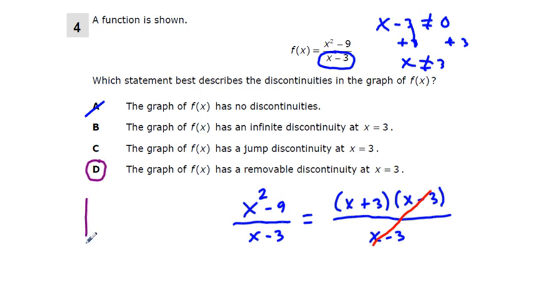Also a couple other ways. We talked about using synthetic division. Right? If we take this 3 as our zero, and we have 1x squared plus 0x minus 9, and we just put our synthetic division down. 3 times 1 is 3, 0 plus 3 is 3, 3 times 3 is 9, and we get a remainder of 0. Since our remainder is 0, that's also evidence of removable discontinuity.